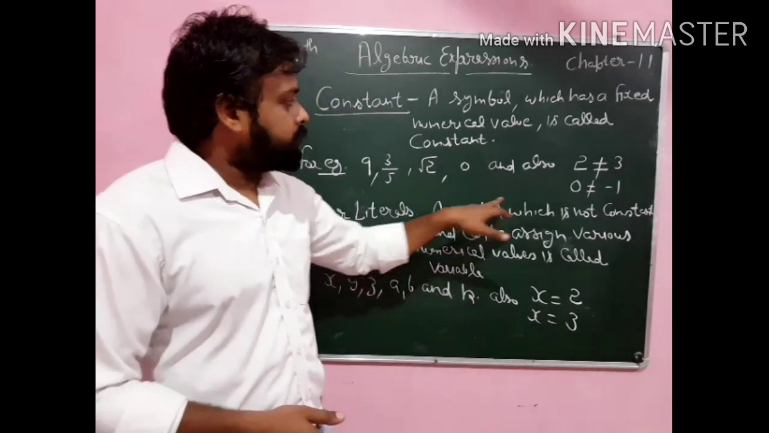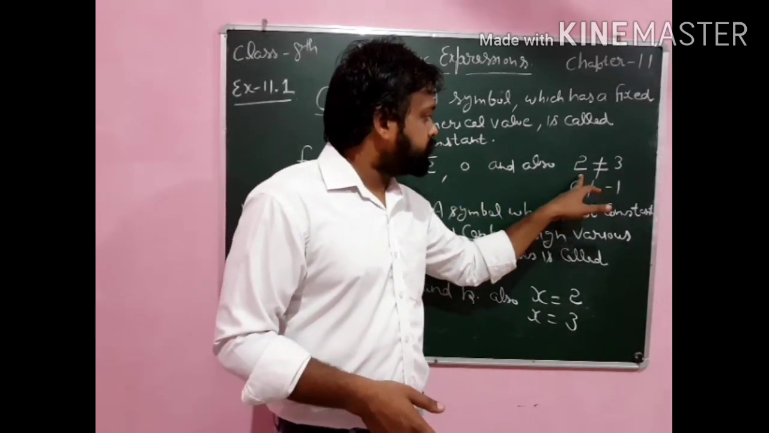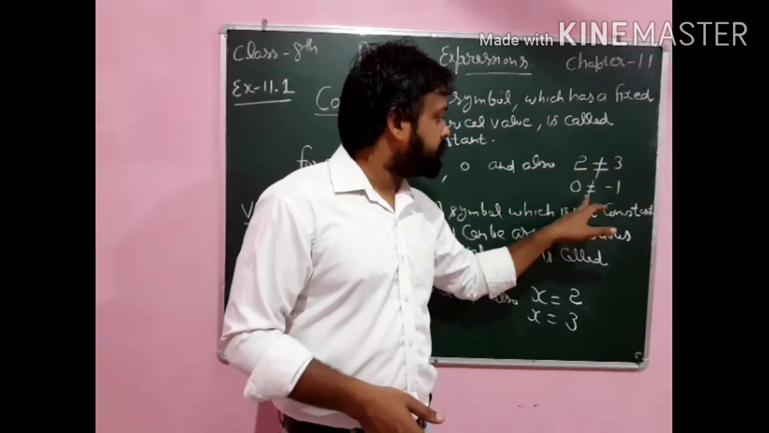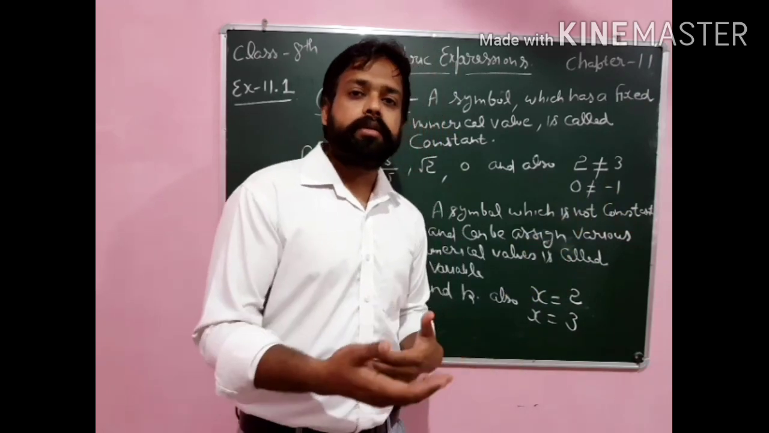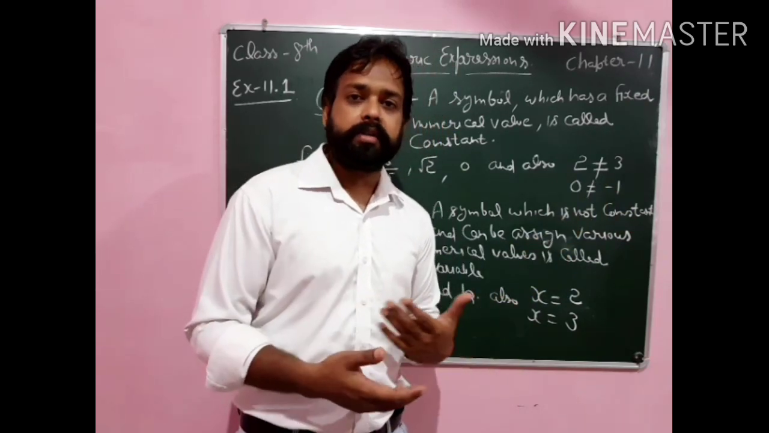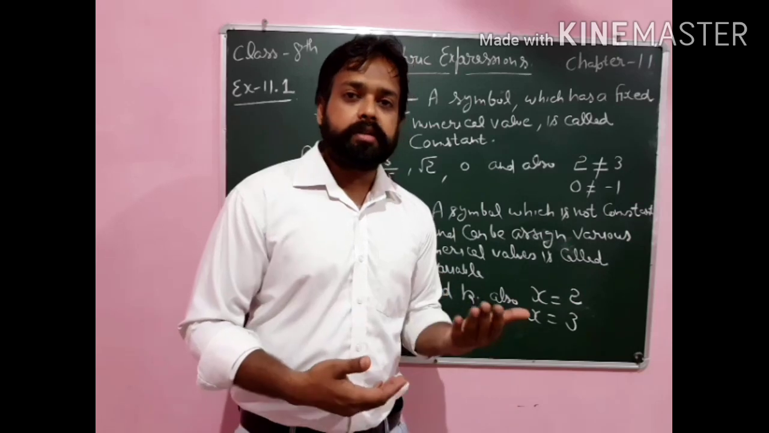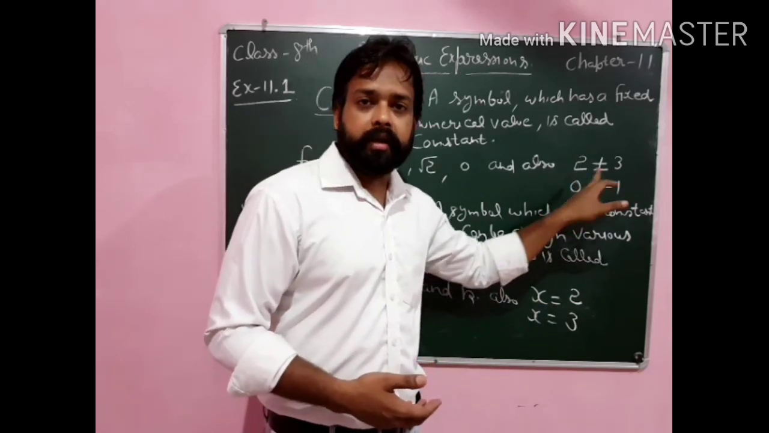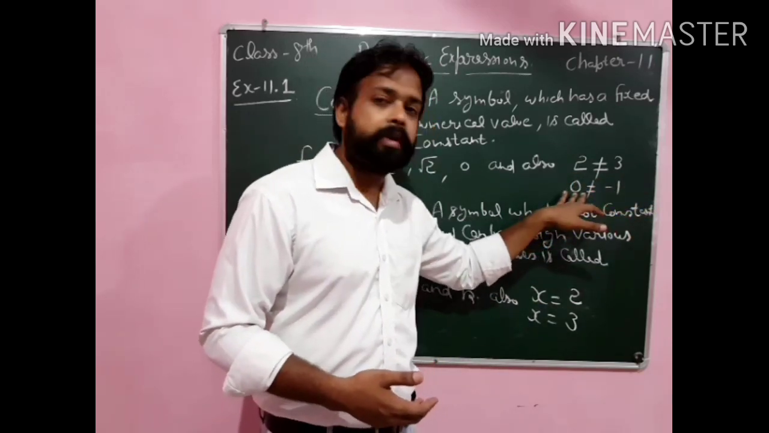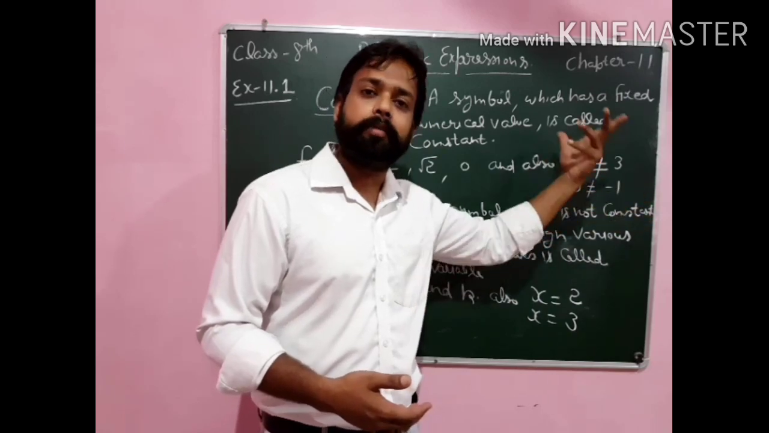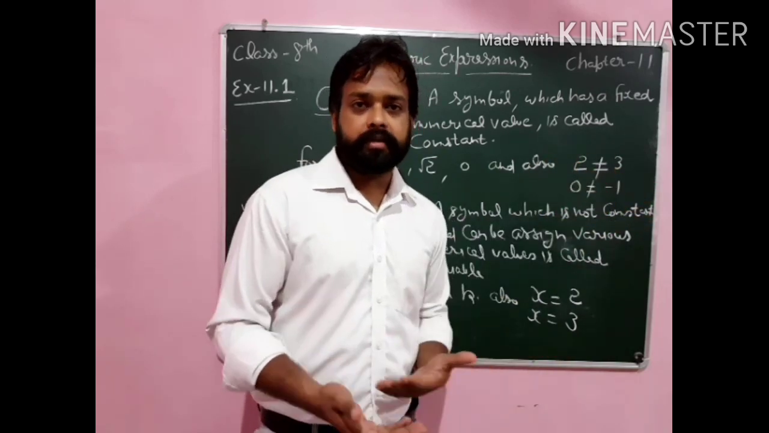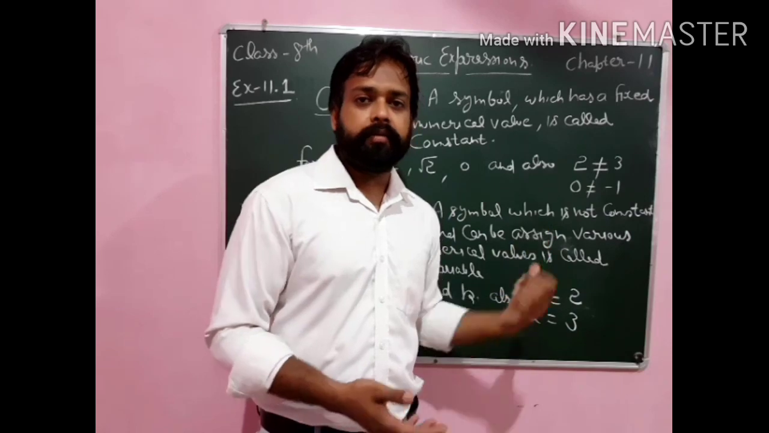And you can see here also I have written 2 is not equal to 3 and 0 is not equal to -1. Means the value of a constant remains the same all the time. It cannot be changed. So 2 remains 2. It cannot be 3, 0 remains 0, it cannot be -1, it cannot be 1, it cannot be 2. So like this, these are the values of constants.